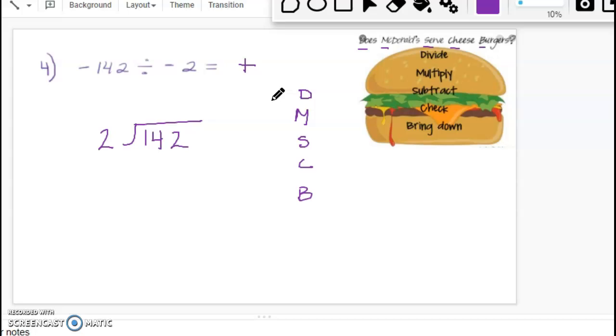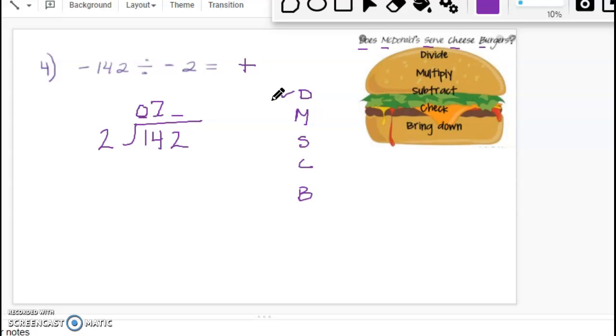So let's see. We have 3 numbers here, so I need 3 numbers in my answer. First, we're going to start with divide. Does 2 go into 1? No, it does not. So I'm going to put a 0 there. I'm going to keep going until I can divide. Does 2 go into 14? Yes, it does. It goes 7 times. So there's my division. Now let's multiply.